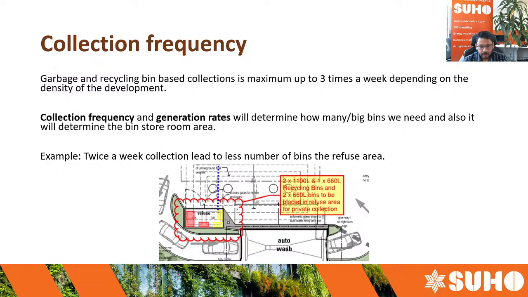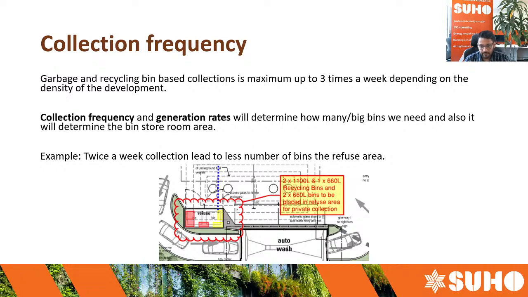So basically, as you can see in the image below, the refuse area can hold 5 bins. This is because collection frequency was 2 times. So if we increase the collection frequency, it will reduce the requirement of the bin area, but it can lead to risk in the council coming back saying that, okay, you need to reduce the collection frequency and increase the bin area. But I think approximately up to 3 times is acceptable.